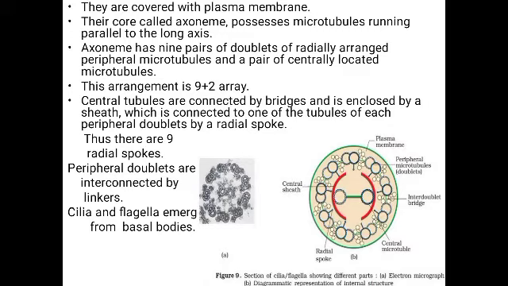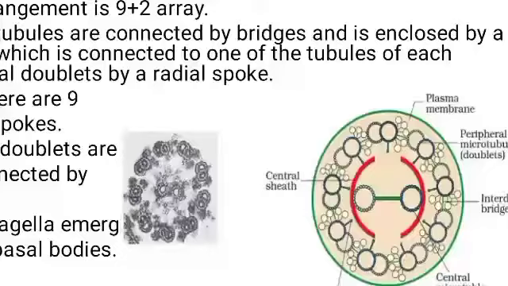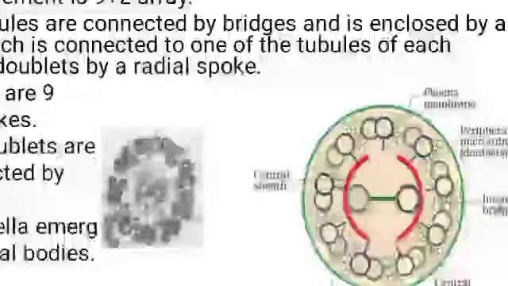Okay. The core of this cilia or flagella is called the axoneme. What is this core? Core means the central part of this cilia or flagella. Okay, that is the part which is present inner to the plasma membrane. So that is said to be the axoneme. So what is axoneme? The center part of the cilia or flagella is called the axoneme.